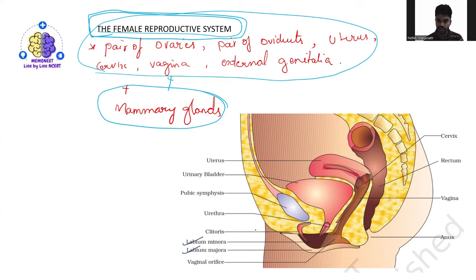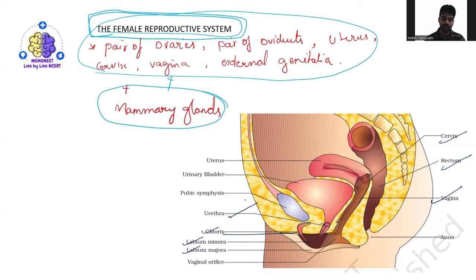And you will also see the clitoris. This is the cervix region, and there is actually the rectum. You'll see the vagina here. Then the urethra region will be seen here. So this is all about the external genital part of the female reproductive system.